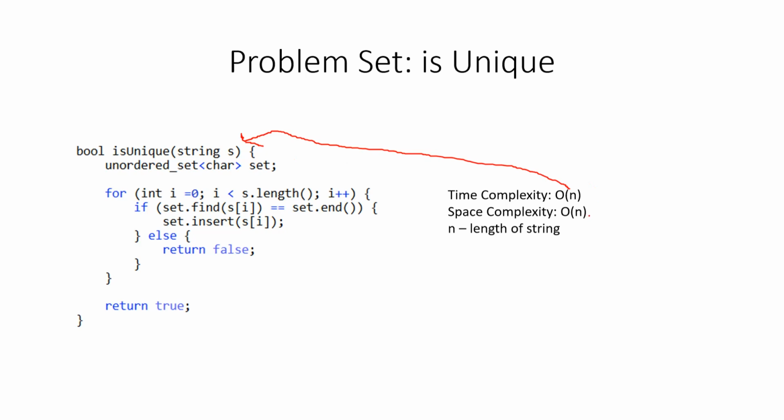Then the space complexity also takes O of n. But why? Because we need to use an additional data structure, and in the worst case, each character can be unique, and we need to store all the elements. That's why the space complexity is O of n.